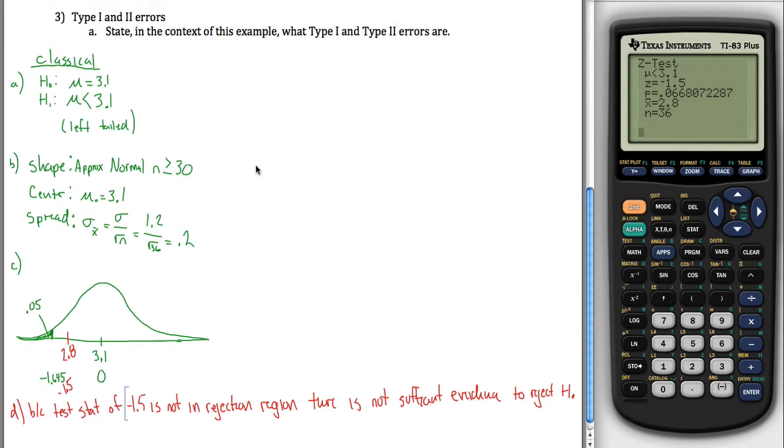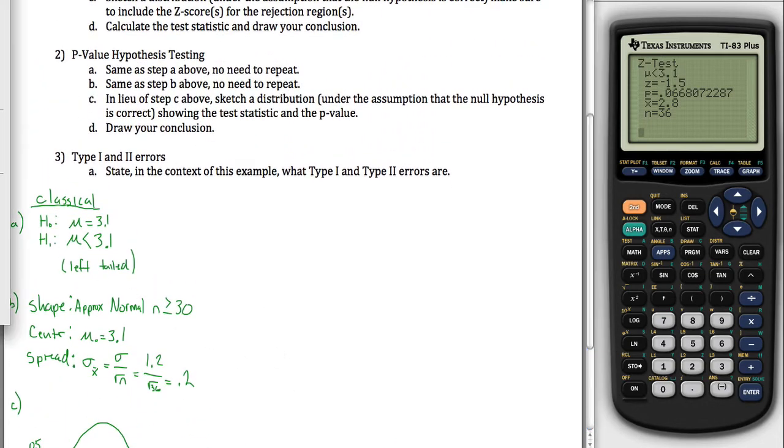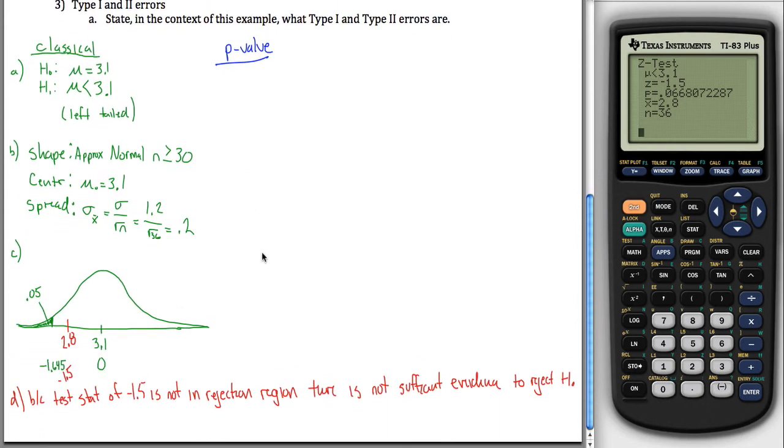reject H naught. What I can now do is redo this using the p-value method, but what you'll see is a lot of the work we can just reuse. Our null and alternative hypotheses, identical, exact same. Our shape, our center, our spread, identical, exact same. The first time things get different is when you get to draw your picture. I'll try to draw my picture. It'll start out looking the same, or the same-ish. We get this approximately normal distribution.